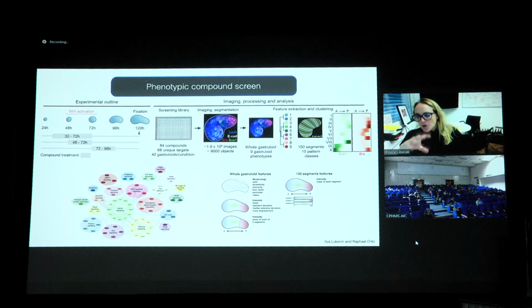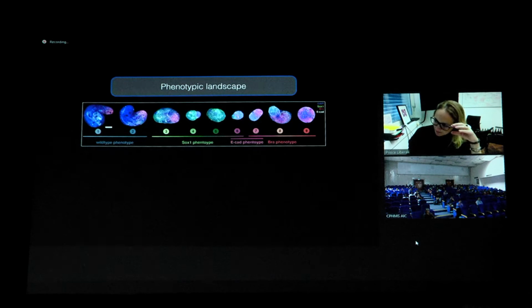And then what we did is first try to extract a lot of features at the full gastroloid level, as I mentioned before. And then the other step was to cluster these features to look at what we call the phenotypic landscape. That actually means: how many phenotypes can you make? We have this complex system. We have 300 starting cells. We probably have around 800 cells when we add Wnt. But how many phenotypes can we actually make? This is what we call the phenotypic landscape.